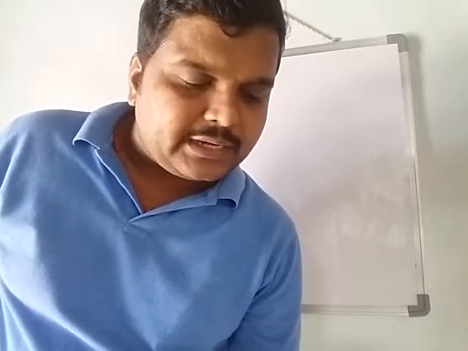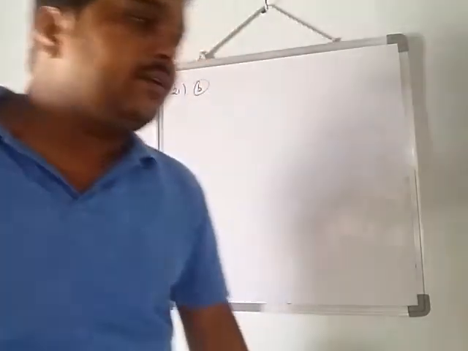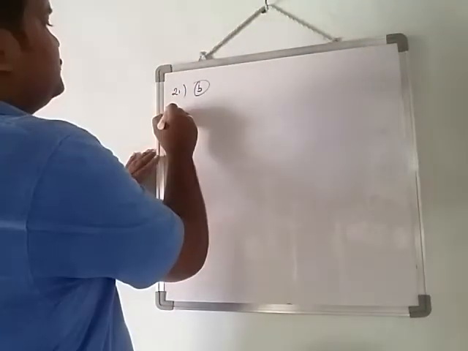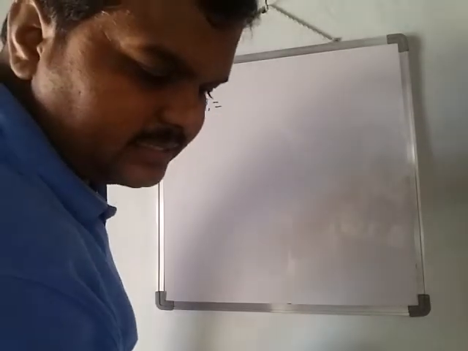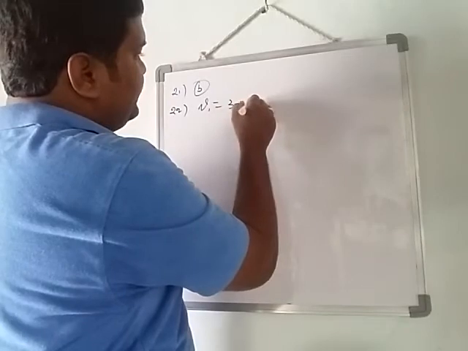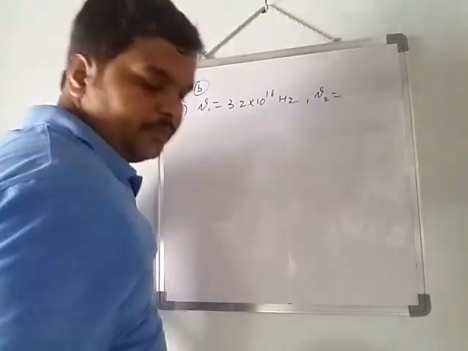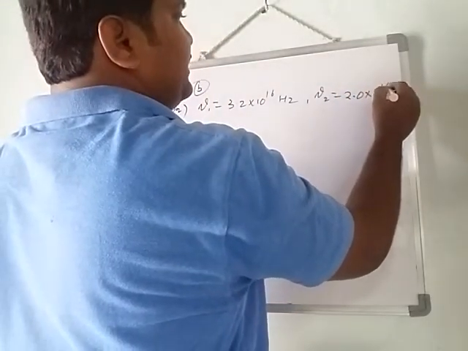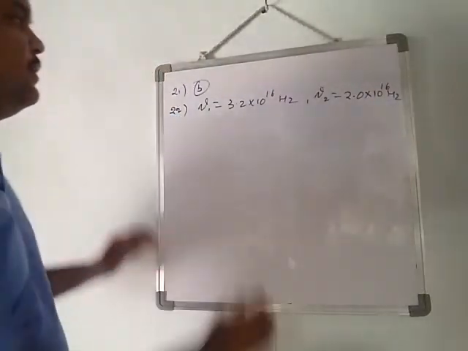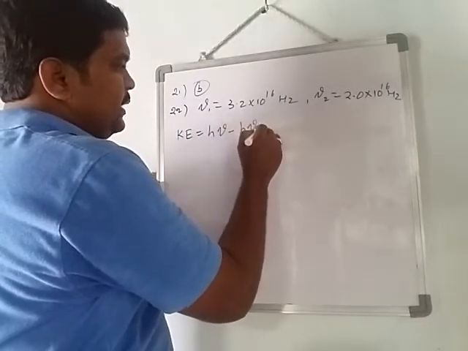Nu is equal to 2.0 into 10 to the power of 16 hertz. That nu naught, the threshold frequency of the metal, is asked. Is it clear? See, nu 1 he has given is 3.2 into 10 to the power of 16 hertz. Next, nu 2 frequency is 2.0 into 10 to the power of 16 hertz. Is it clear? You know the formula, kinetic energy is equal to h nu minus h nu naught.